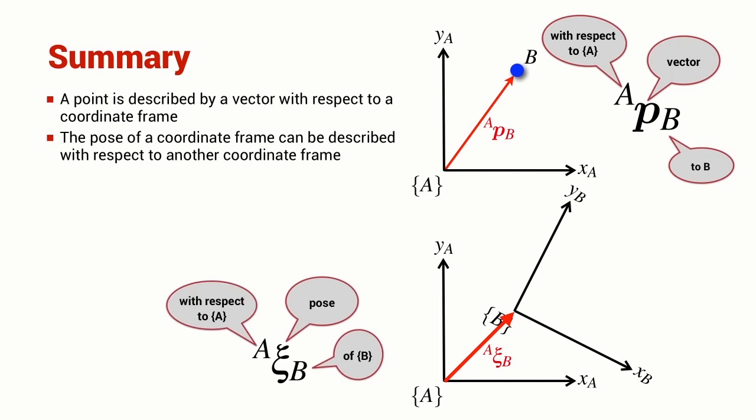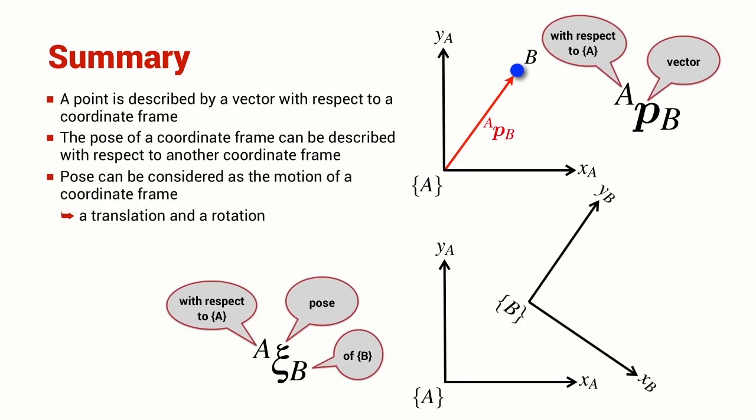I use the Greek letter psi to denote that we're talking about a pose. The leading A is the frame of reference. That's where I start from. The trailing B is where I want to end up. This symbol describes a relative motion, a relative pose from the coordinate frame A to the coordinate frame B. We can consider a pose as a motion. We can consider it as a translation and a rotation. And for the two-dimensional case, the pose is described by 3 numbers, 2 translational components and 1 rotational component.